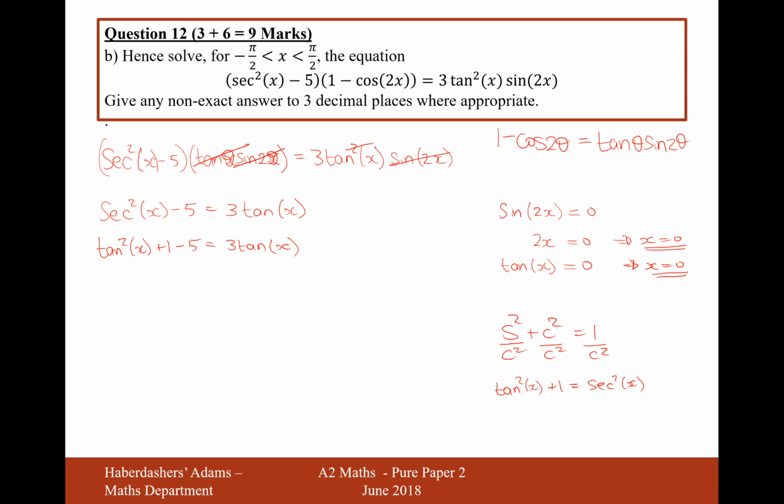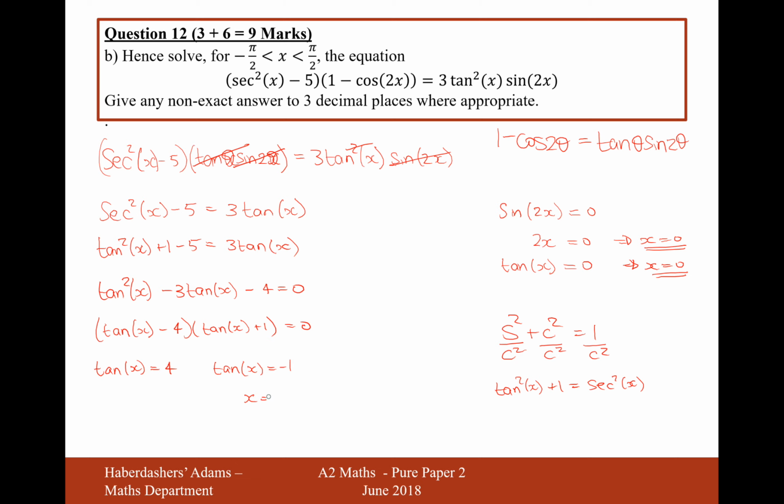Great, now I have a quadratic in tan. So let's move everything onto the left-hand side. Tan squared x minus 3 tan x minus 4 equals 0. Let's now factorize. We'll have tan x minus 4 times tan x plus 1 equals 0. That's our factorized version. So we've now got two equations. We've got tan x equals 4 and we've got tan x equals minus 1.